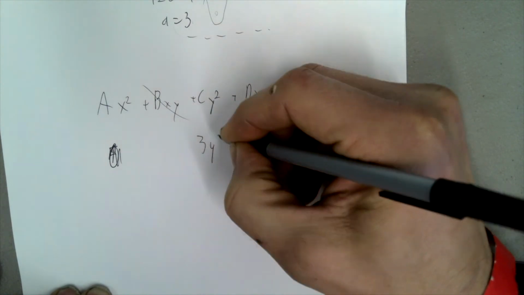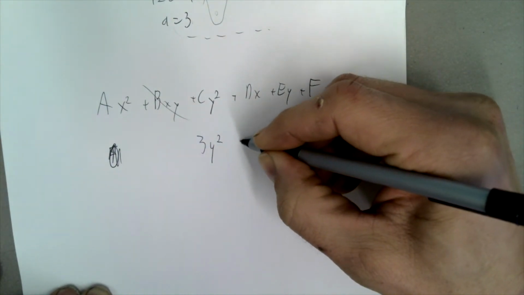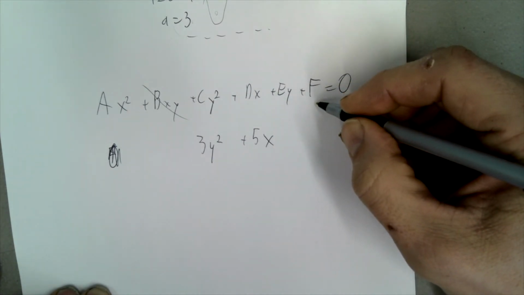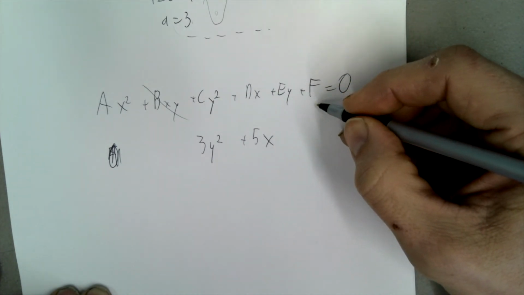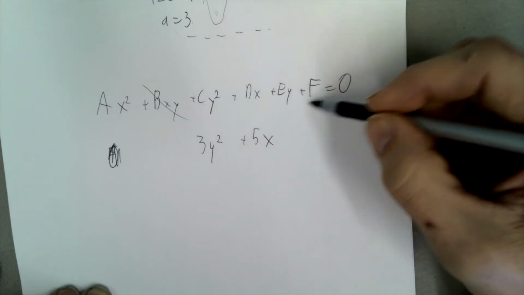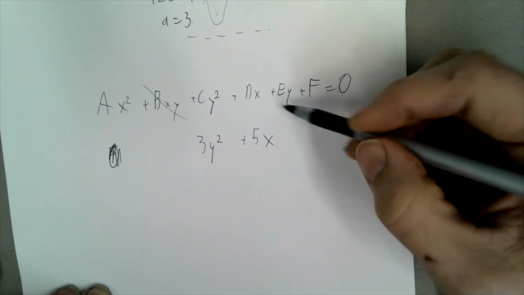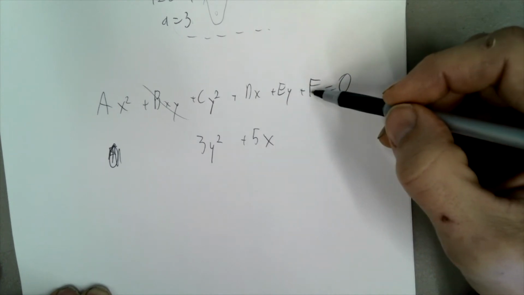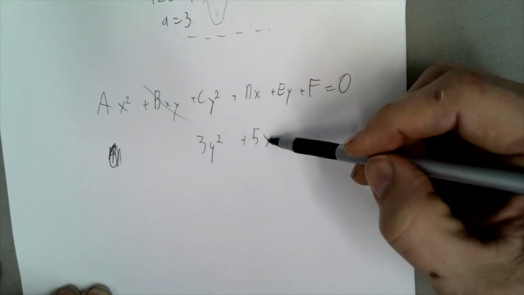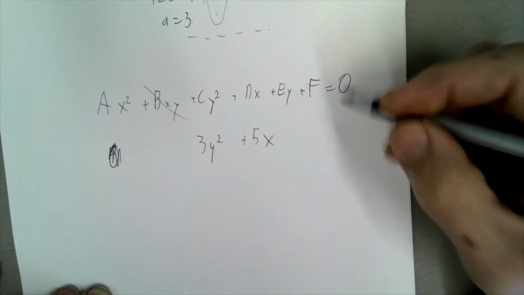What if this is 3y squared plus 5x, and actually we're doing situations now where the other terms are 0. If we start getting some non-zero stuff here, we're going to move away from the vertex at the origin. So we're starting with these simplest cases and then we're going to work in some of this stuff.